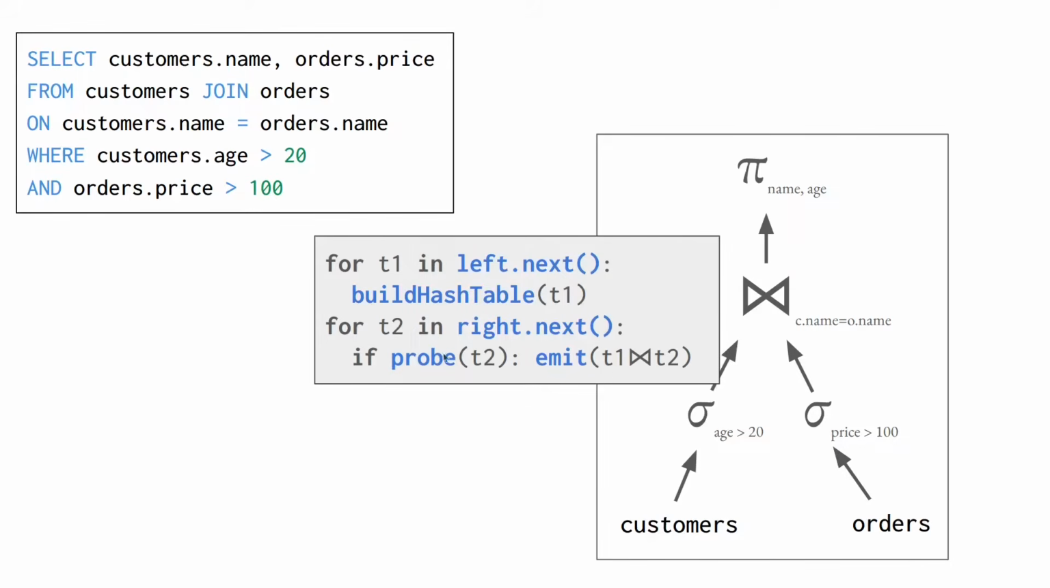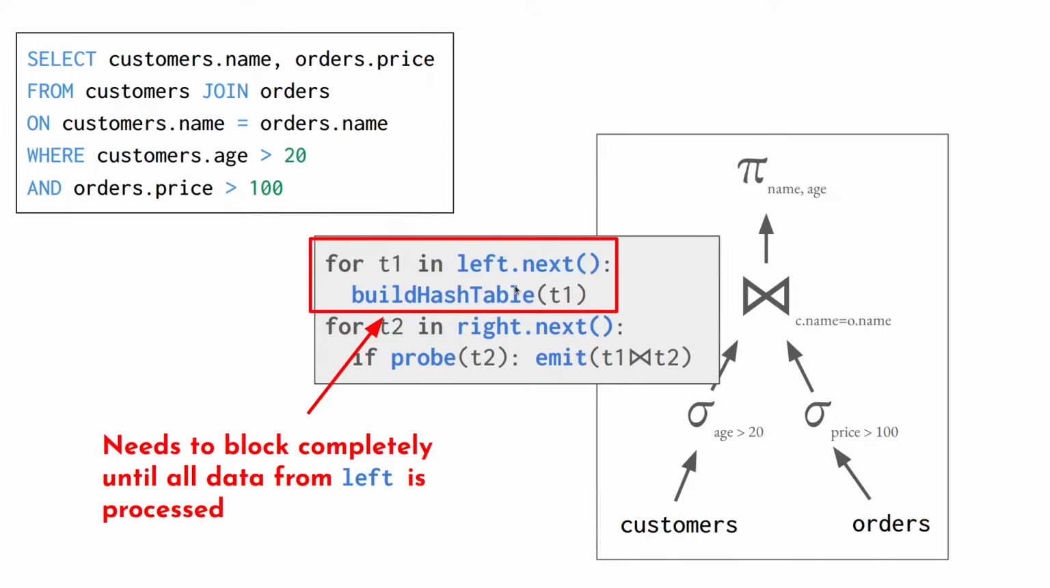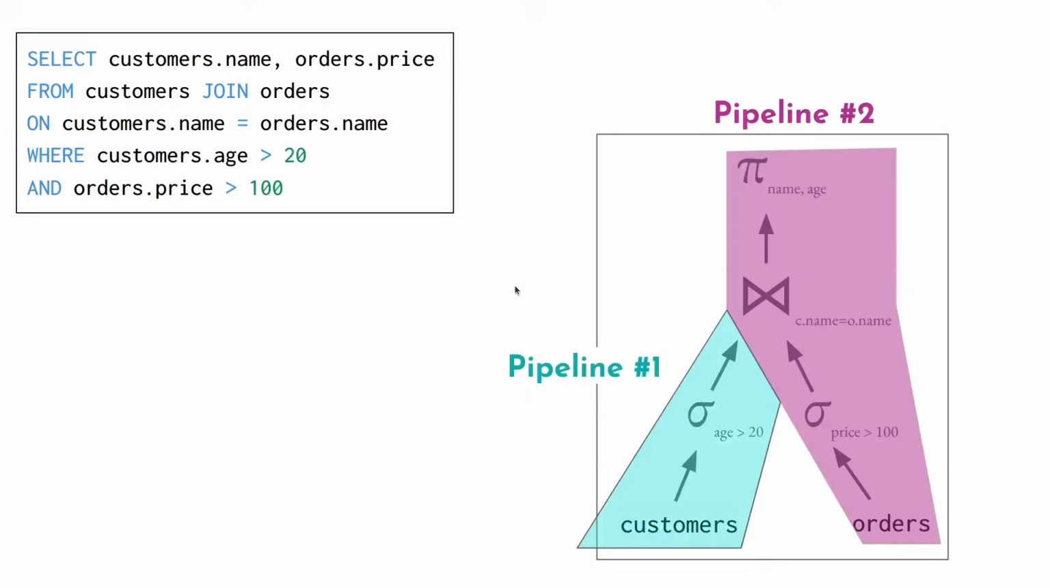As I said, to know if you have a match from any tuple coming from the right child, you have to have consumed everything from the left child. You can't just consume one thing and then say, okay, let me get the right tuple and see if they match, because maybe your right tuple matches, but it's from a left tuple that is further down the line. So this needs to block completely until all the data from the left child is processed.